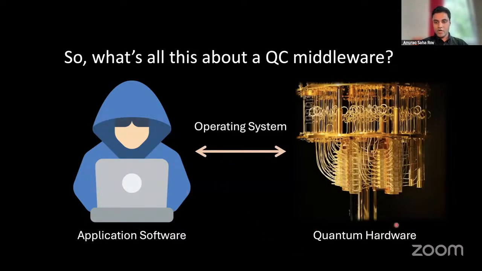So you have the quantum computing hardware on one end, and you have the application software on the other end. What you have in between is the middleware, because it's in the middle, and it's the operating system. So this operating system is very much in line with what you think of as an operating system for classical computers. So, if you have a Windows or a Linux or a Mac operating system based computer.